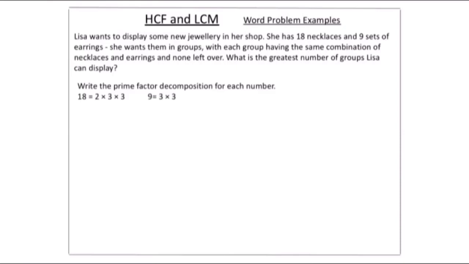So here we first find the prime decomposition for each number. 18 is equal to 2 into 3 into 3. 9 is equal to 3 into 3. Find the highest common factor. 3 into 3 is equal to 9.